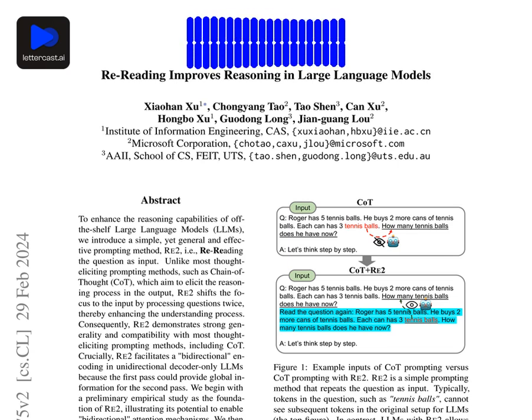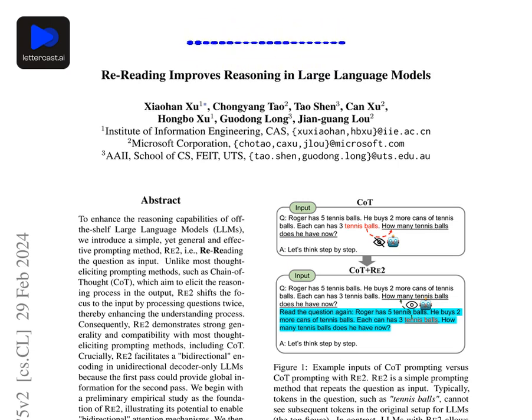Mira, what's your overall take on the article? Any key points that stood out to you? Well, Nova, I think the most striking aspect is how Re2 shifts the focus from output to input processing, which is quite innovative. Its adaptability across different models and tasks is impressive, and the consistent improvements in reasoning performance are noteworthy.